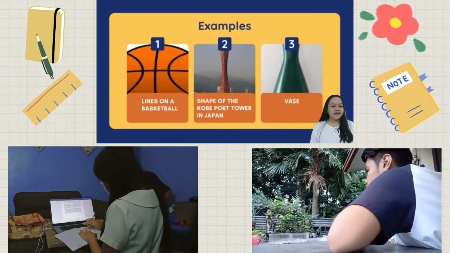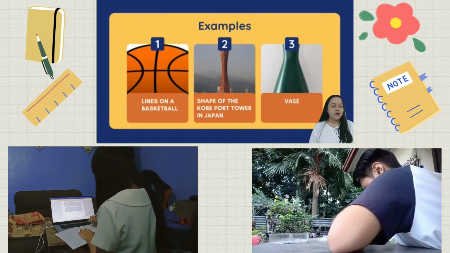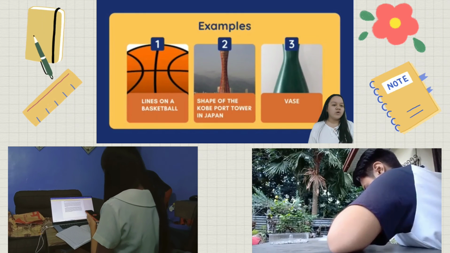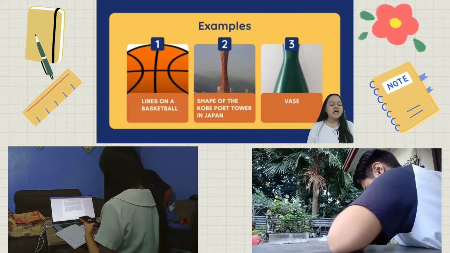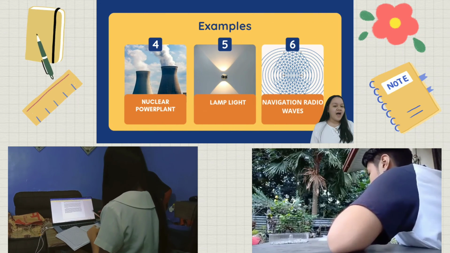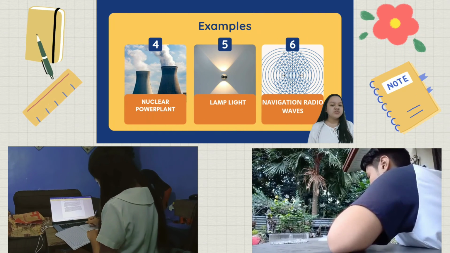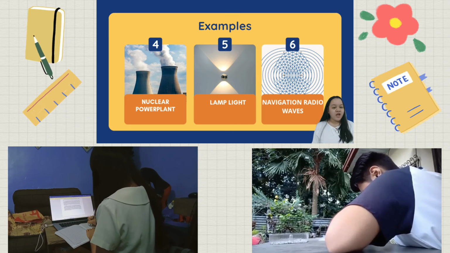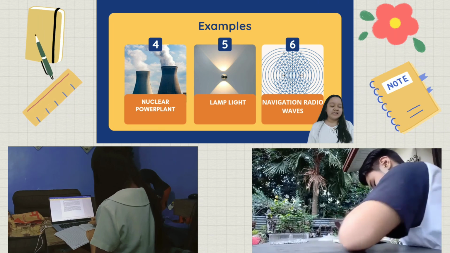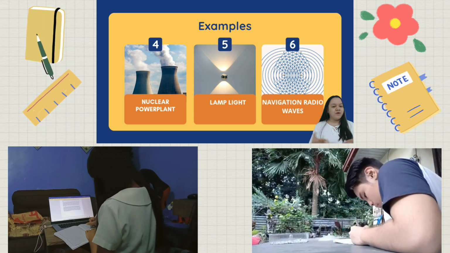A real-life application of hyperbola is the baseball. Its red stitching is shaped like an hourglass. The Kobe Port Tower has an hourglass shape. That means it has two hyperbolas. In nuclear cooling towers, the hyperbolic shape is used due to its ability to withstand high winds. Power plants look like an hourglass shape too. There is also a design of vase shaped like a hyperbola.